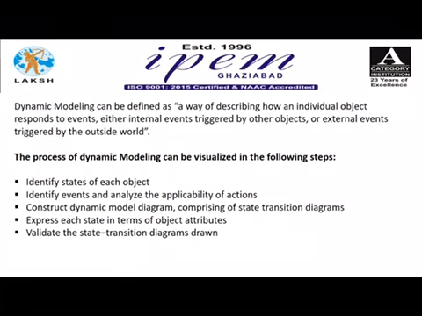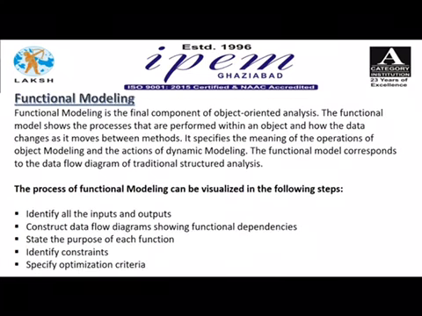And third one is functional modeling. Functional modeling is the final component of object-oriented analysis. The functional model shows the processes that are defined within an object and how the data changes as it moves between methods. It specifies the meaning of the operations of object modeling and the actions of dynamic modeling. The functional model corresponds to the data flow diagram of traditional structured analysis.